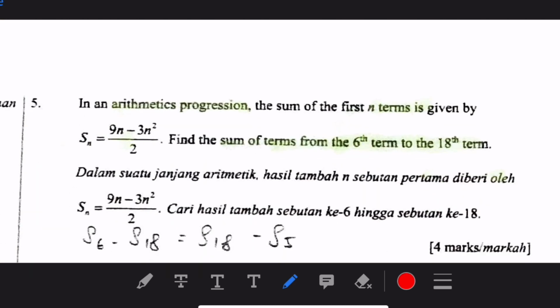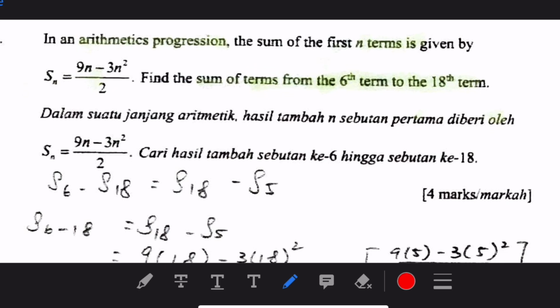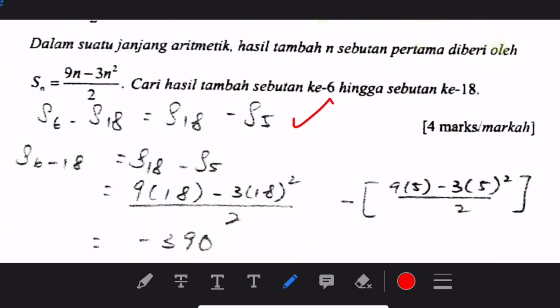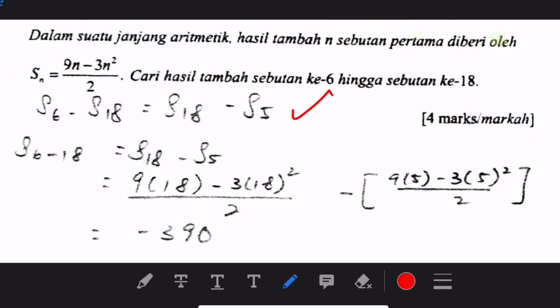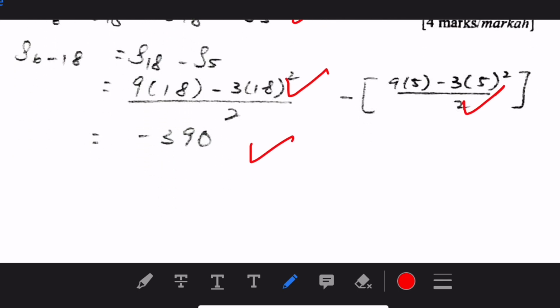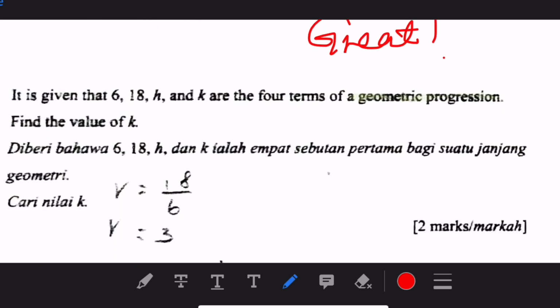Alright, okay. Now question number 5 is about the arithmetic progression. It is to find the sum of terms from the 6th term to the 18th term. So she did the right thing. From the 6th to the 18th term is the sum of the first 18 terms minus the sum of the first 5 terms. So she substituted everything, and then she got the answer negative 390. So that is the right answer.